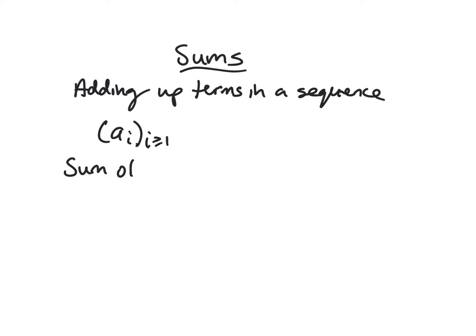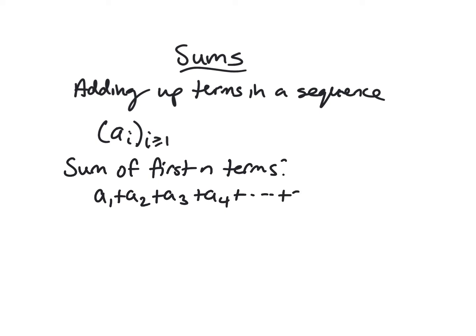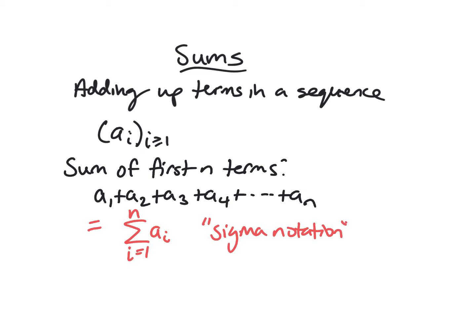So if I want the sum of the first n terms of this sequence, that would just mean I add up A1 plus A2 plus A3 plus A4 all the way up until I hit A_n. But this is kind of lengthy notation, so how we will usually write this is using our capital sigma: i equals 1 to n of A_i. This is what we call sigma notation for obvious reasons. And all this is saying is exactly what's above.